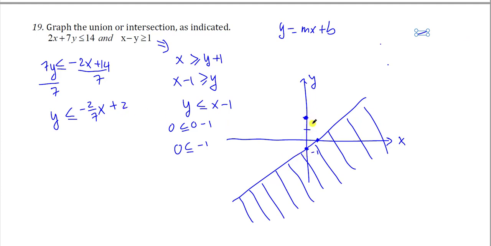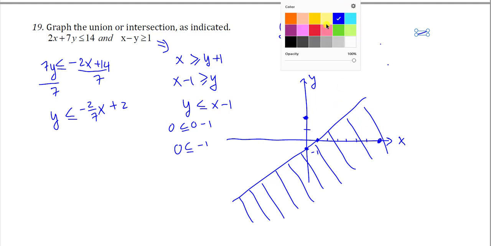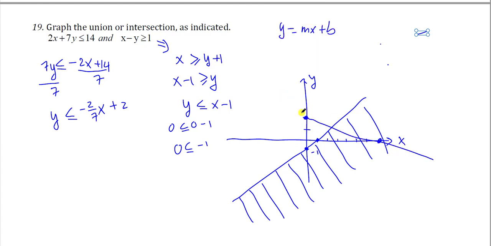So it's right here. Now this is the slope, minus 2 over 7, which means I go down 2 units and go to the right by 7. 1, 2, 3, 4, 5, 6, 7, right here. And now I connect the line together. So I have two sides, one on this side, the other on this side.